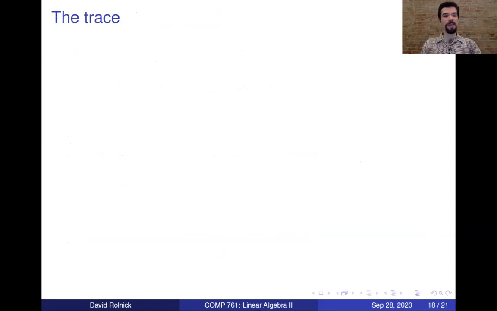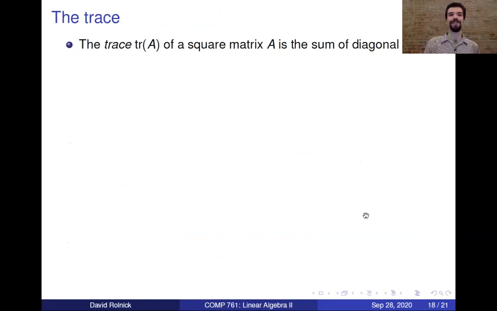So, remember that problem at the start of class? The trace. The trace of a square matrix is the sum of the diagonal entries. Now, why is it even really important to look at the sum of the diagonal entries? It feels a little bit weird that diagonal entries matter more than other entries.